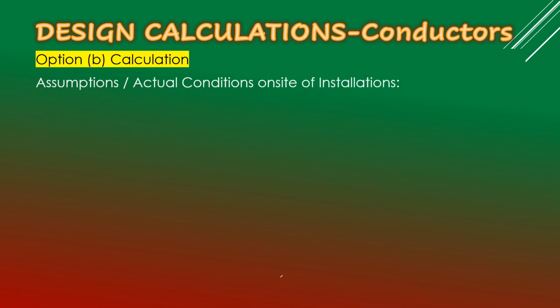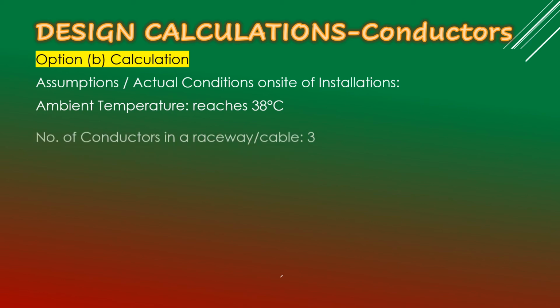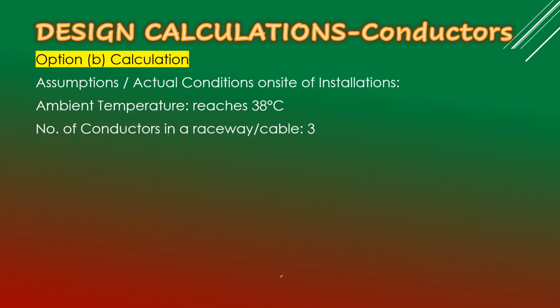Now let us go to option B. As per the code, National Electrical Code, assumptions. So let us assume again the actual conditions on site of installations. In the site of installation for the conductor, the ambient temperature reaches 38 degrees centigrade and the conductors are in a raceway or cable. So there are 3 conductors since they are 3-phase.